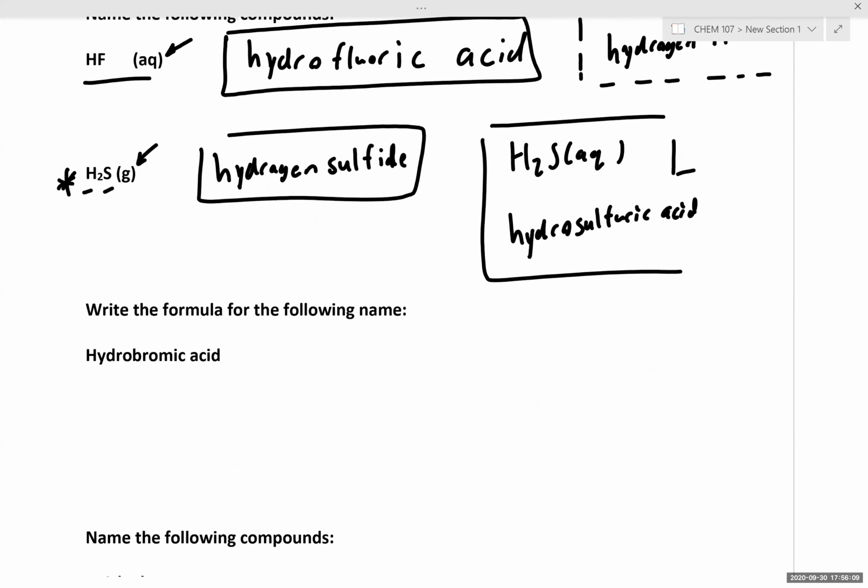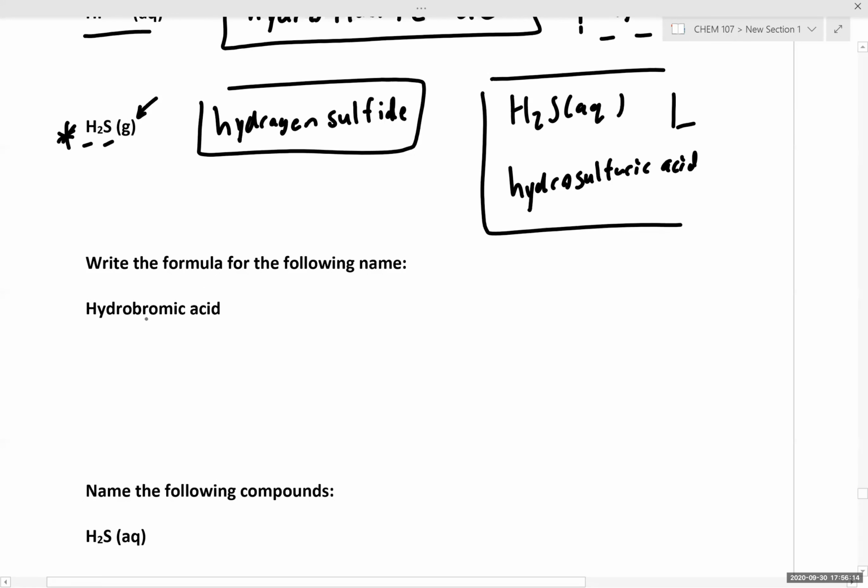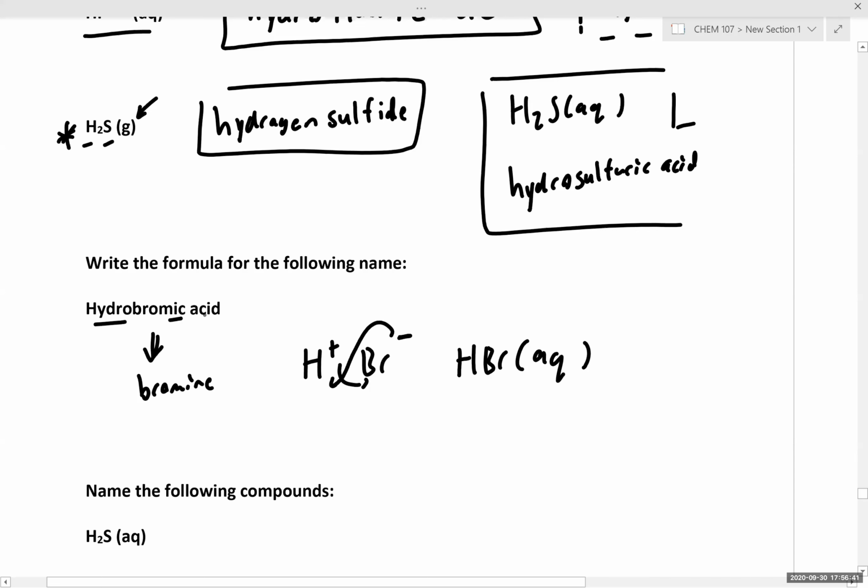Okay, let's try to do some examples where we write the formula from the name. So we have hydrobromic acid. Bromic is derived from bromine. So we have H+ for our hydro component. Bromine, or bromic, is Br- in the case of acid nomenclature. We cross our charges and that gives us HBr, and we name this with an aqueous symbol as we have the prefix hydro and acid.